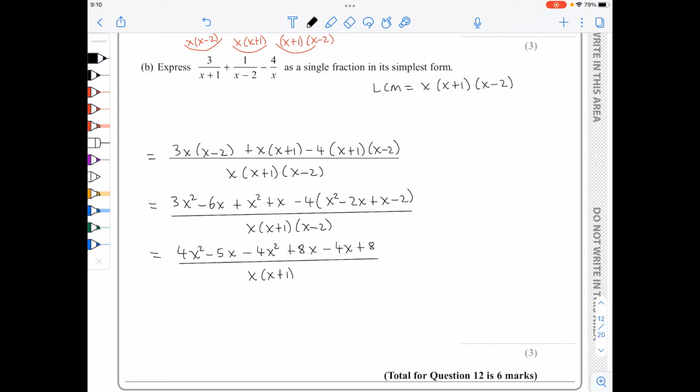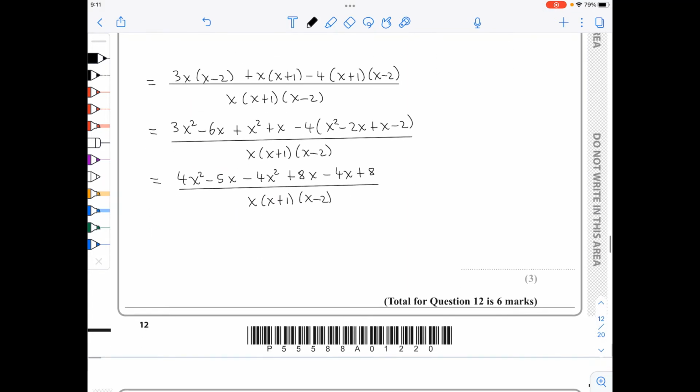Do not forget the denominator. Another common mistake is for people to ignore the denominator, they throw it away. 4x squared minus 4x squared, they cancel out. Minus 5x plus 8x is 3x, minus 4x is negative x, plus 8 over x plus 1, x minus 2.